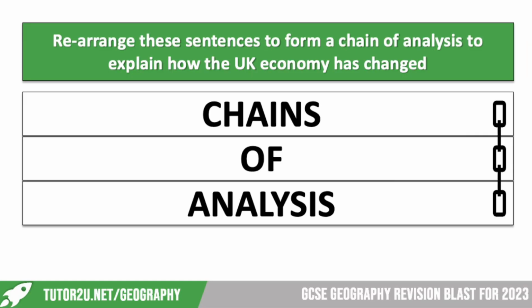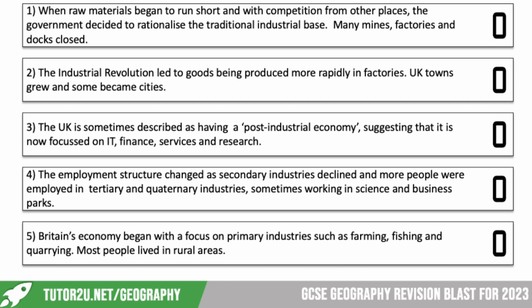Right, we're going to move on to a chain of analysis activity. You are going to see 5 sentences. You've got to rearrange them to form a chain of analysis to explain how the UK economy has changed. So let's have a look at these sentences. You are going to need to pause the video to give yourself time to read through them. Once you've read through them all, you need to decide which one you think is right at the beginning, which one's right at the end, and what order the other 3 go into. Once you're happy with your order, then unpause the video and we will check whether you have got them correct and whether you have got a logical chain of analysis.